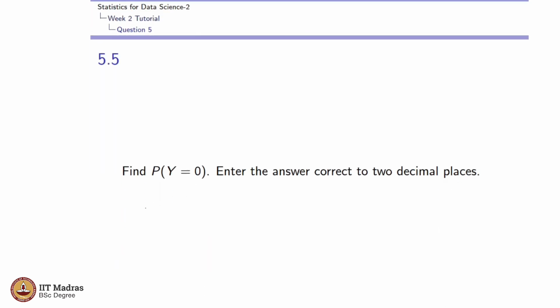Similarly, probability Y equals 0 is going to be 1 minus probability Y equals 1, since the range of Y was 0, 1. Probability Y equals 1 we have already found in the previous question, so that was 0.08. So again this is going to be 0.92.